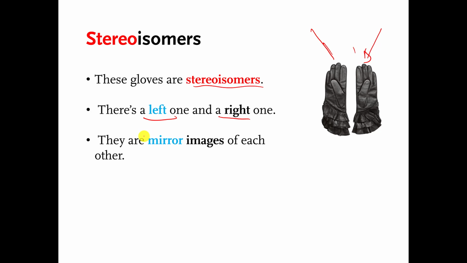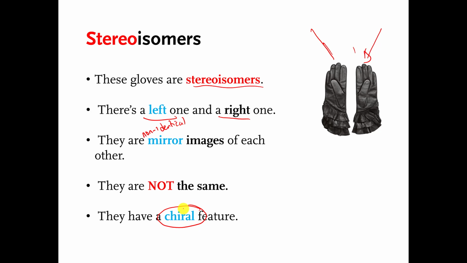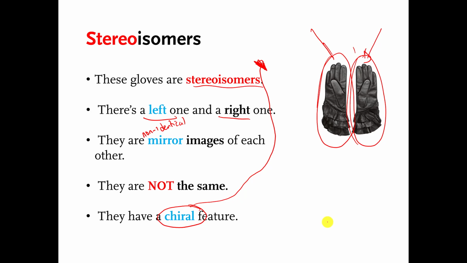They are mirror images of each other, but not only that, they are non-identical mirror images of each other. They are not the same thing. And here comes a new word. In chemistry, what you say is those gloves have a chiral feature. This is a really weird word, and it takes a little bit of getting used to what it really means. What chiral means is there's something about this glove that makes it a left-handed glove. And there's something about this glove that makes it a right-handed glove. There's something about it that makes it left or right-handed. That's what chiral means.